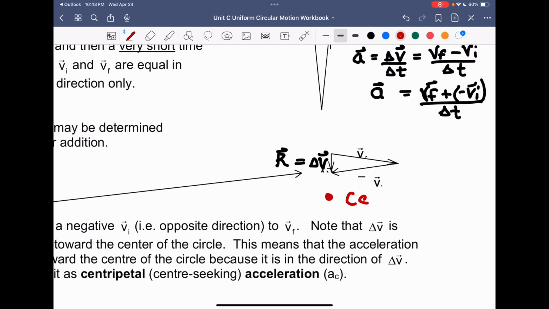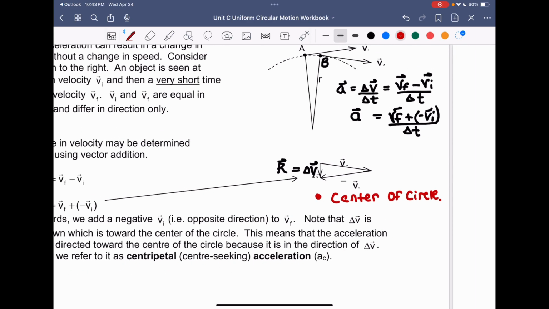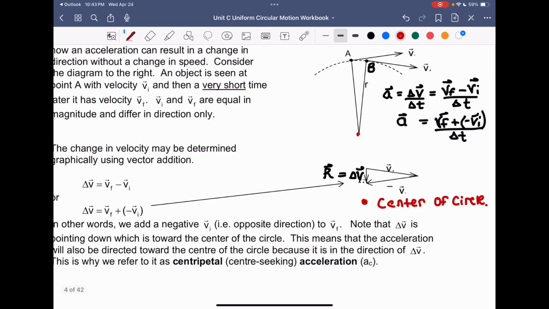So I really indicate here that this is our center of the circle right below. Center of circle. There we go. If I was to look at this from above, our center of the circle would be right here. But in the case of tip to tail vector addition, we kind of lose that center of the circle, so I just want to indicate it goes there.